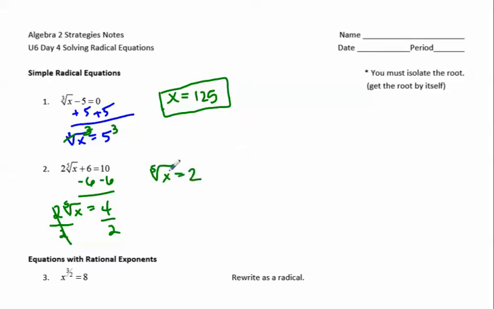And to get rid of a fifth root, you need to raise both sides to the fifth power. So on the left, the fifth power and the fifth root cancel out. And I have x equals 2 to the fifth, which is 2 times 2 times 2 times 2 times 2. So let's see, that gives me 8, 16, 32.